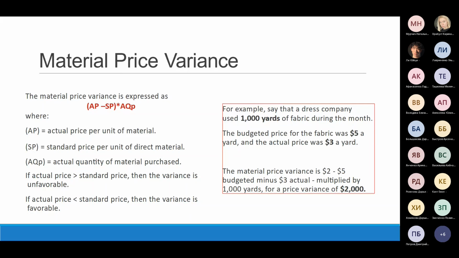So actually, the only reason here is that if the quality of material is still the same. So this price variance, which is calculated on the screen, is favorable only in case the quality of the fabric is the same as we used for our budgeting.